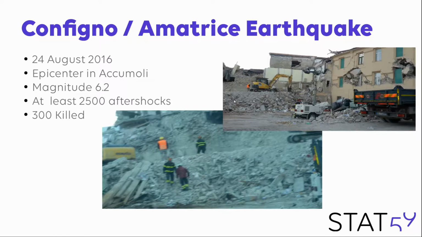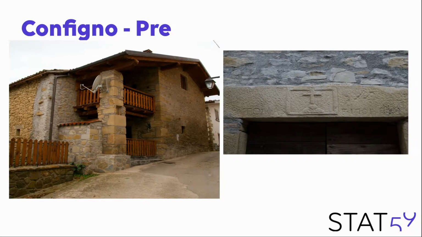During this presentation, we're going to talk about the Confignano Amatrice earthquake. This earthquake took place on the 4th of August 2016 with an epicenter at Accumoli, a magnitude of 6.2. There were at least 2,500 aftershocks, and this earthquake was devastating for the region, with 300 people killed. This is a look at Confignano prior to the earthquake, and this is after.